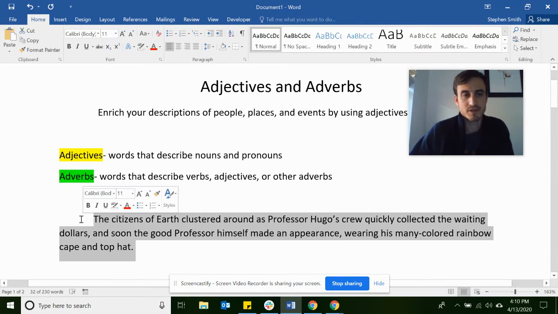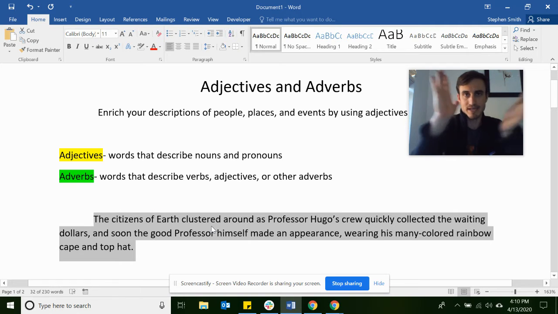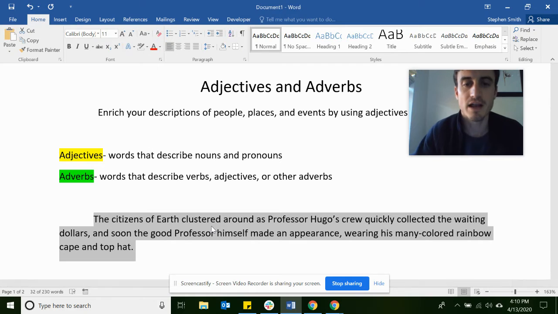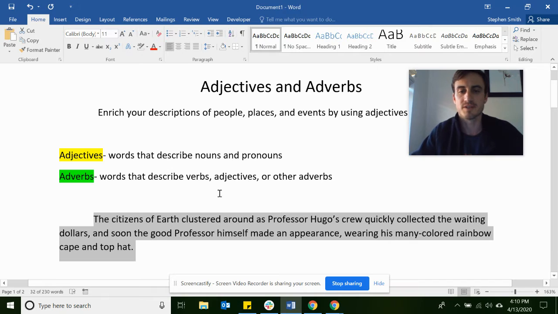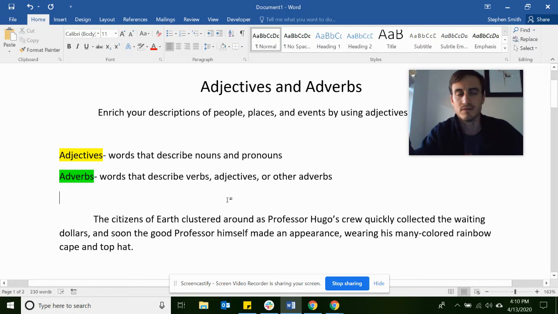Read this paragraph with me. Ready? At the same time. Let's go. The citizens of Earth clustered around as Professor Hugo's crew quickly collected the waiting dollars, and soon the good professor himself made an appearance, wearing his many-colored rainbow cape and top hat. Wow, what words in there are adjectives? What words are adverbs? See if you can find some of the adjectives and adverbs now.